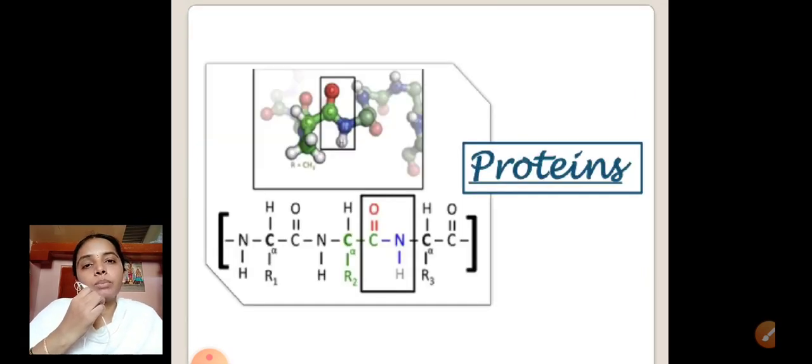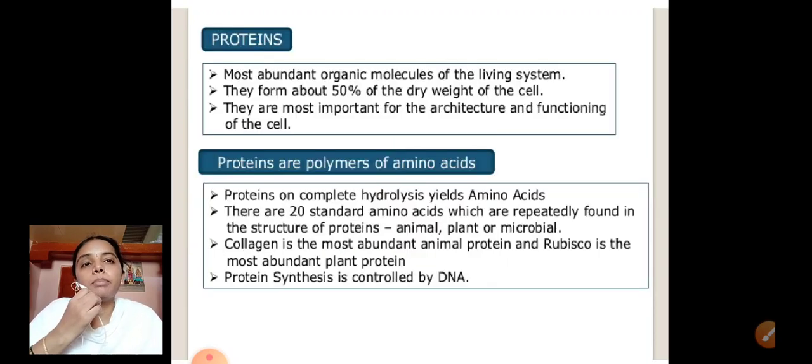Another biomolecule is protein. Proteins are polypeptide chains of amino acids. Proteins are formed from a basic unit, the building blocks called amino acids. These are the most abundant organic molecules of a living system. They form about 50% of the dry weight of the cell. They are most important for the architecture and functioning of the cell.